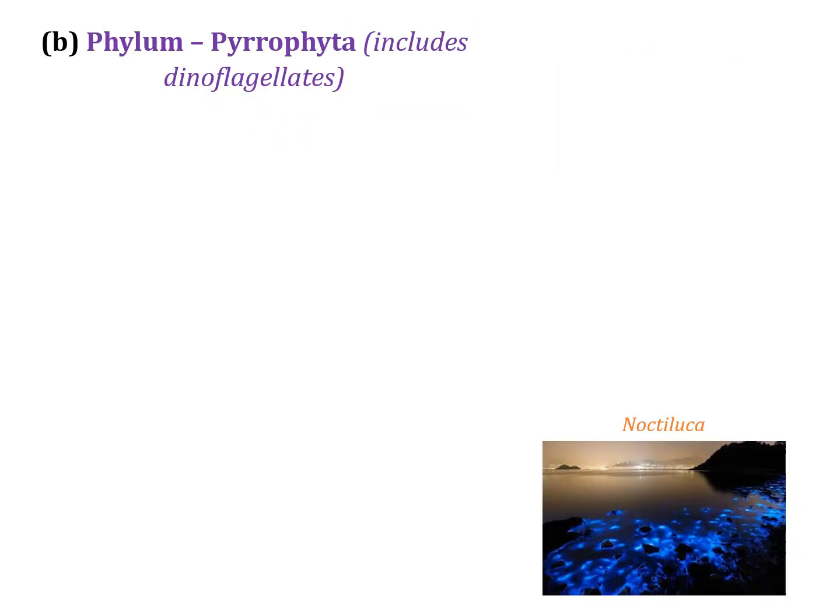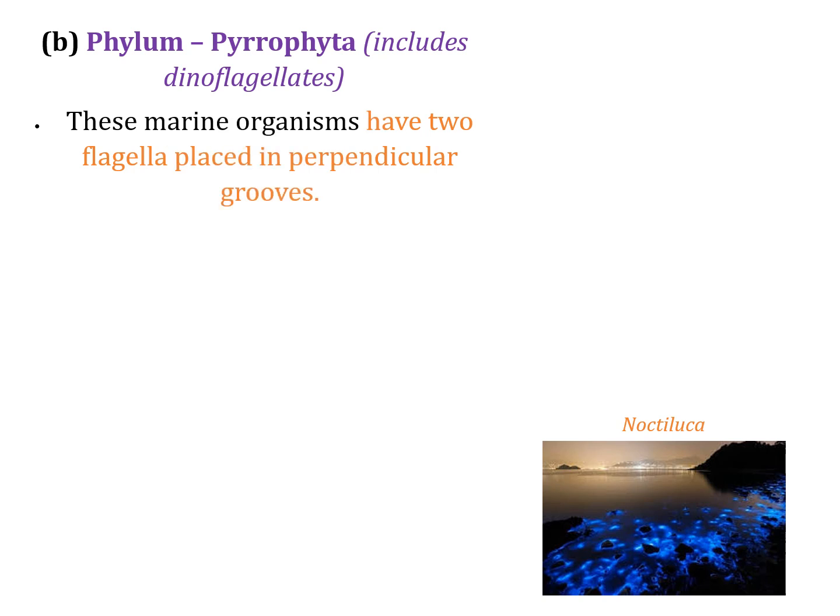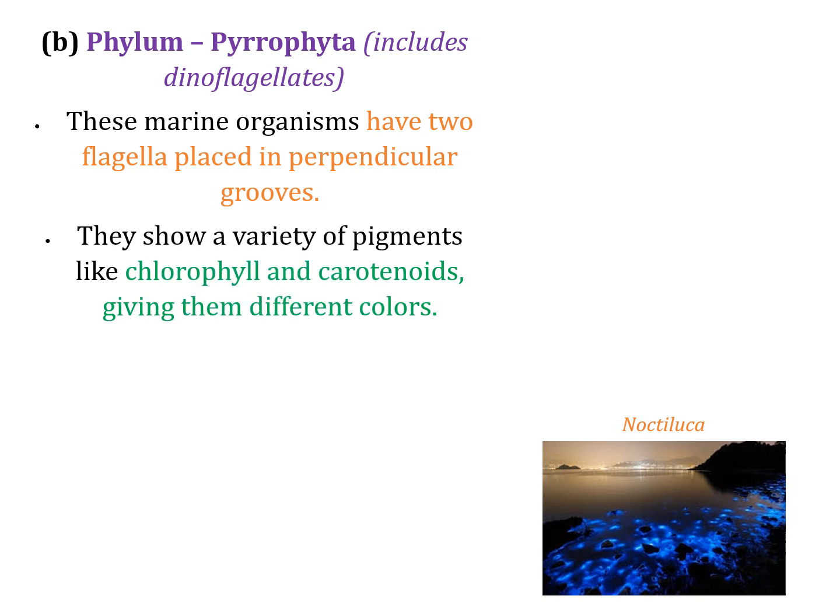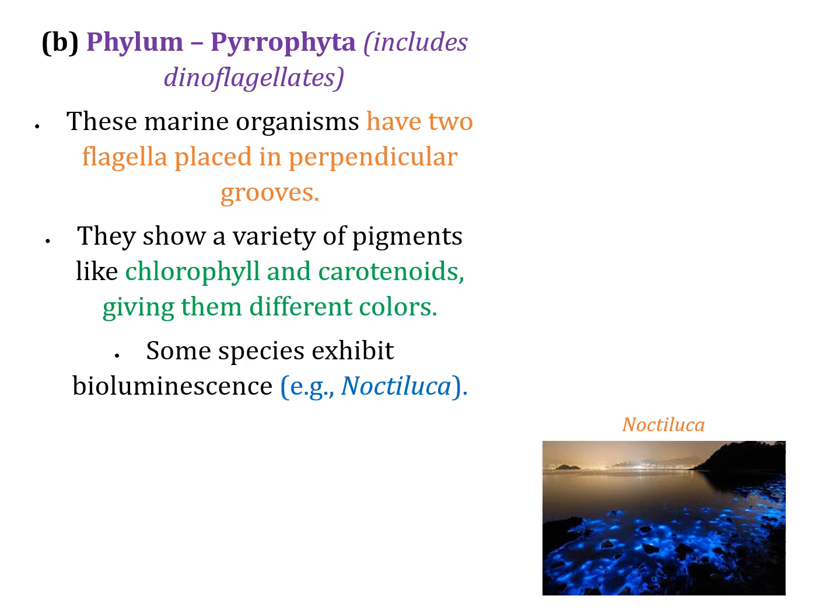Next is phylum Pyrophyta, which includes dinoflagellates. These marine organisms have two flagella placed in perpendicular grooves. They show a variety of pigments like chlorophyll and carotenoids, giving them different colors. Some species exhibit bioluminescence. Here you can see the bioluminescence.